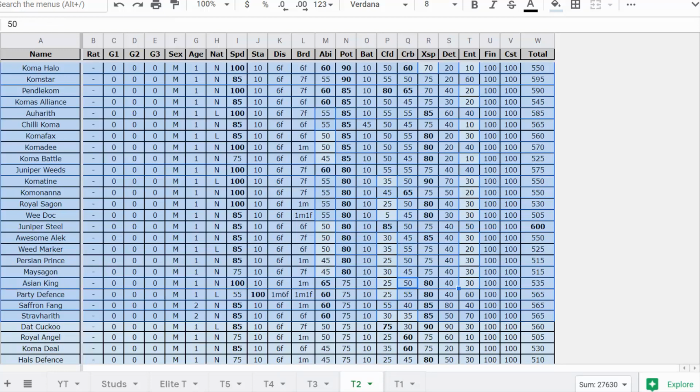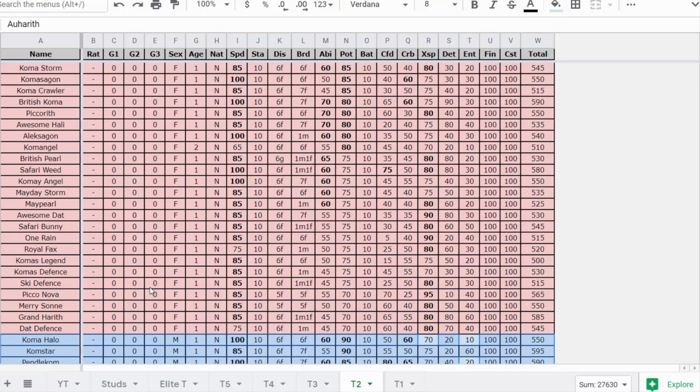And there we go. Now we're looking at throughout that entire list. I don't know why they're not marked. So we got Comastar. We got Oharith. We got Juniper Weeds. And we got Saffron Fang. So now we got 4 colts from that list who would make it.